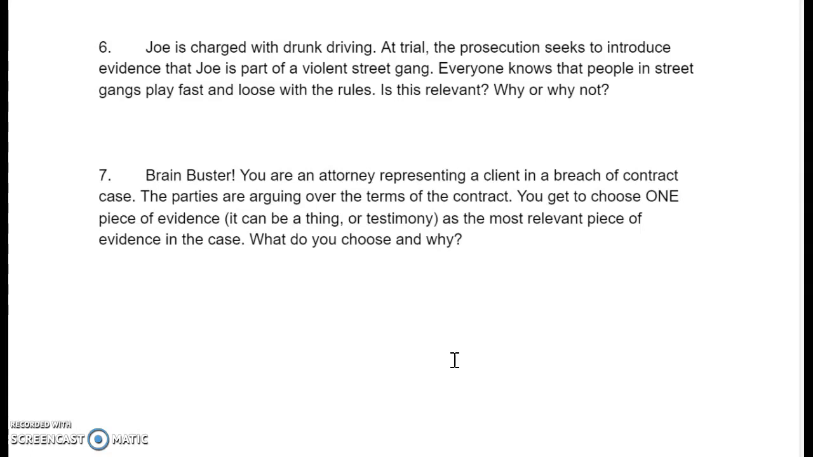Okay, guys, a lot of you got this one right. I was really happy to see that. In other words, you have a breach of contract case and you get to pick one piece of evidence that's the most relevant. What are you going to pick? Guys, it's the contract. You're going to pick the actual copy of the contract. That's the most relevant piece of evidence. Here is the contract the parties entered into. Yes, what the parties have to say is certainly relevant, but the most relevant piece of evidence you could choose is the contract itself. Most of you did very well on these.